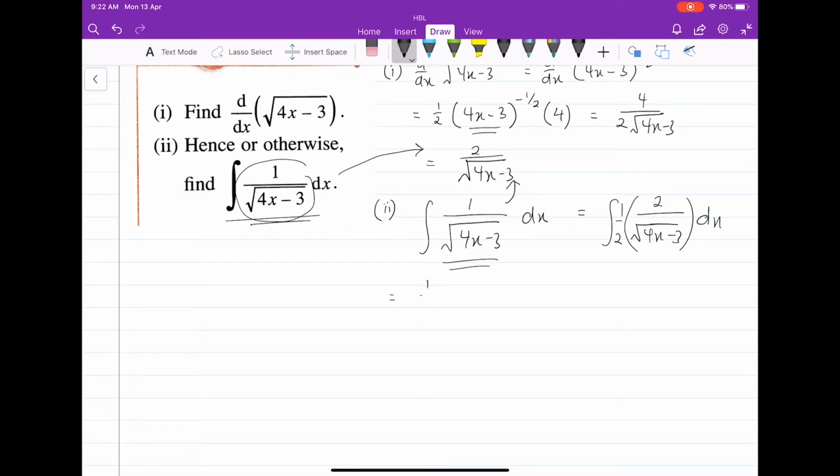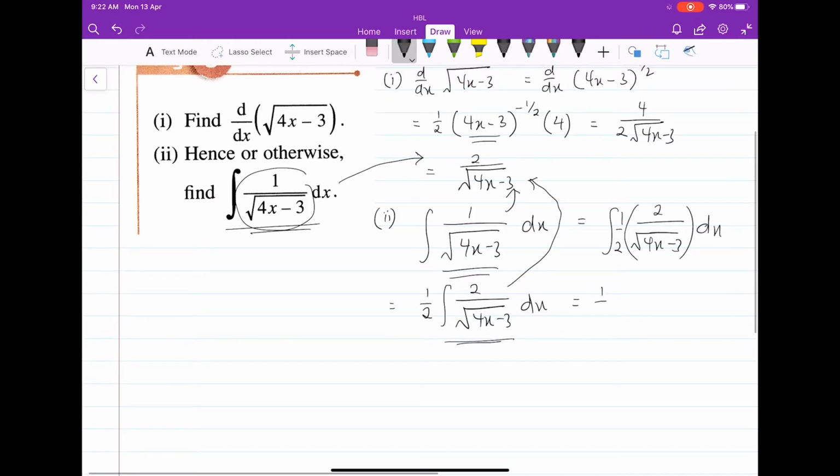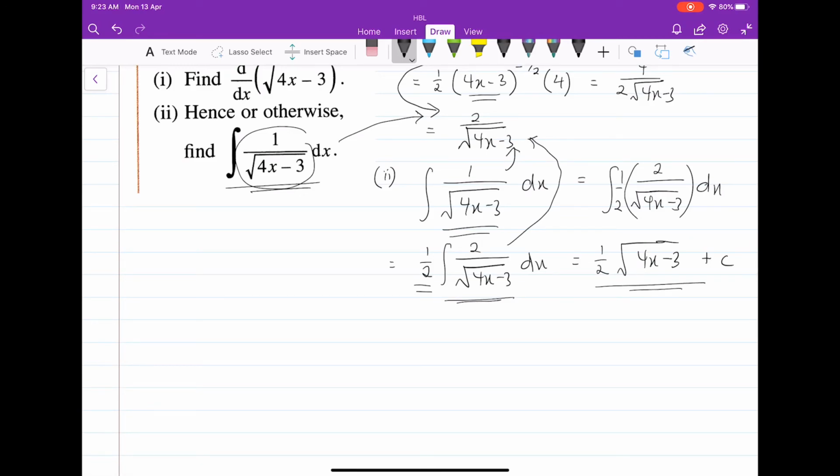Okay, so this is what happens. You take the half out, and now all you have to do is integrate 2 over square root 4x minus 3 with respect to x. And this one looks just like this, right? And you will get back half of the square root of 4x minus 3, because when we differentiate this, we get this. Okay, and don't forget your arbitrary constant, right? And this should be your final answer.